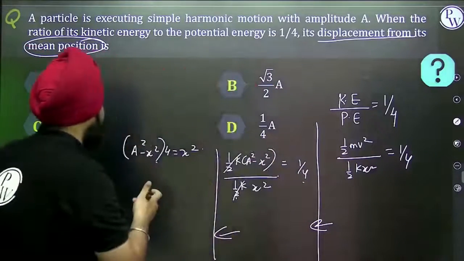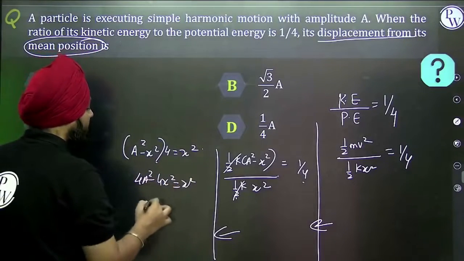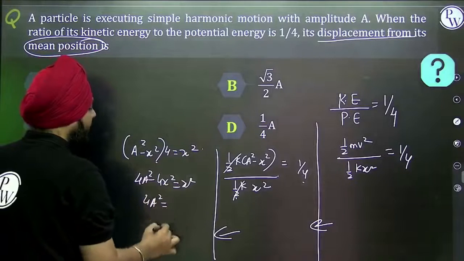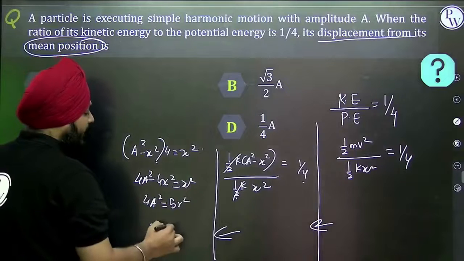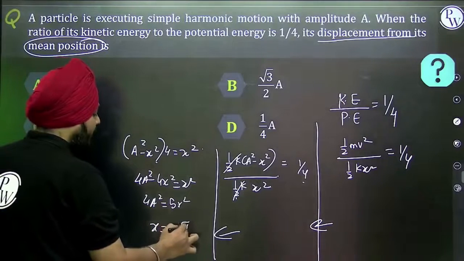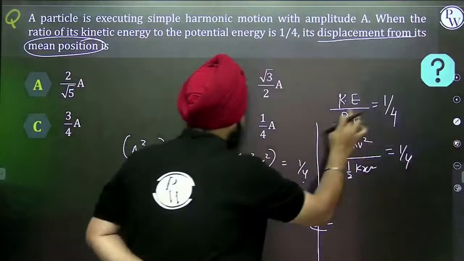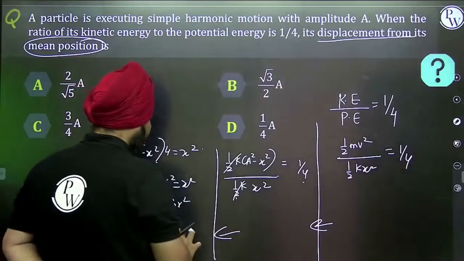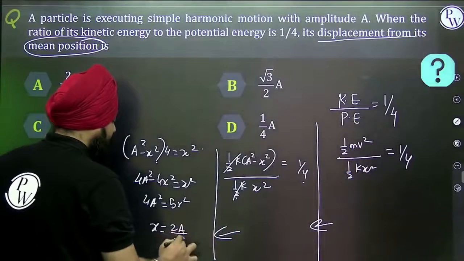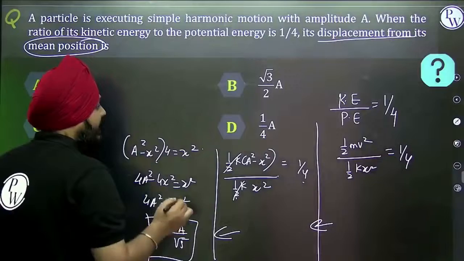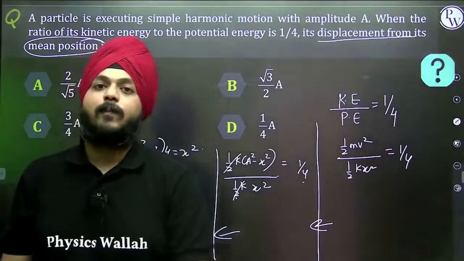Okay, so here 4a² − 4x² = x². So 4a² = 5x². So the position is x = ±2a/√5. At this position, the ratio of the kinetic energy and the potential energy is 1/4.